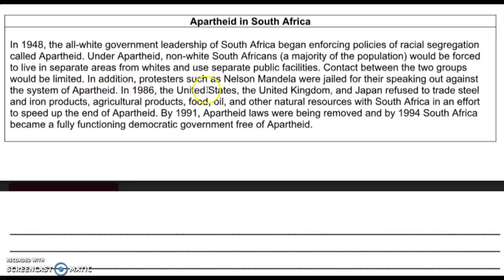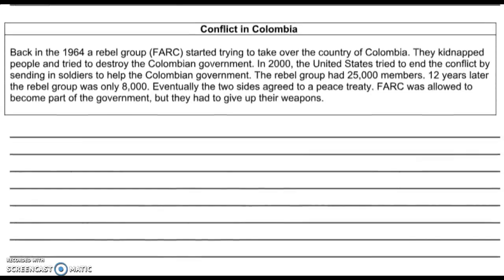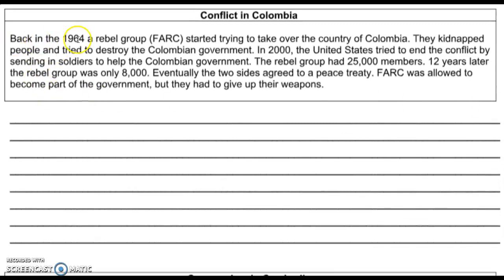In 1986, the United States, United Kingdom, and Japan refused to trade steel and iron products, agricultural products, food, oil, and other natural resources with South Africa in an effort to speed up the end of apartheid. In 1991, apartheid laws were being removed, and by 1994, South Africa became a fully functioning democratic government free of apartheid. So that was apartheid.